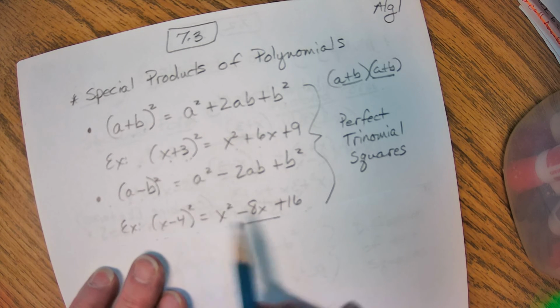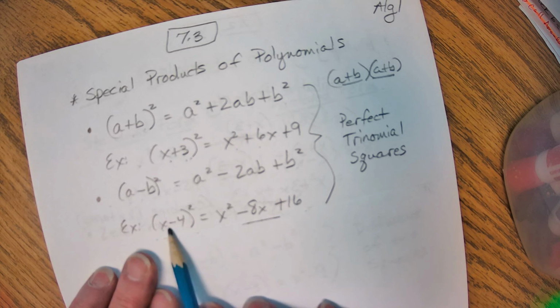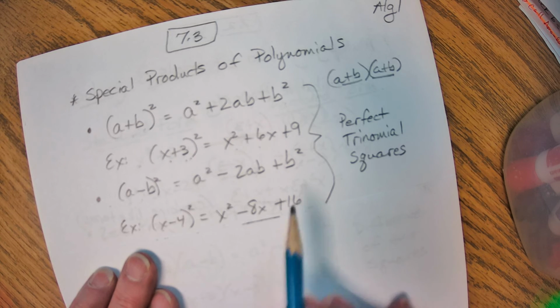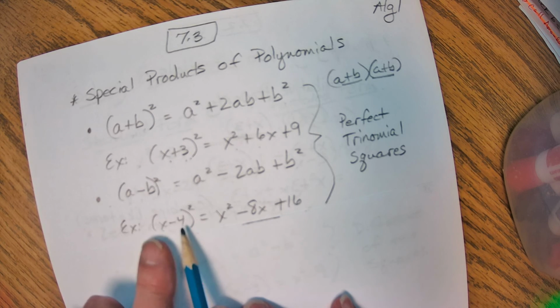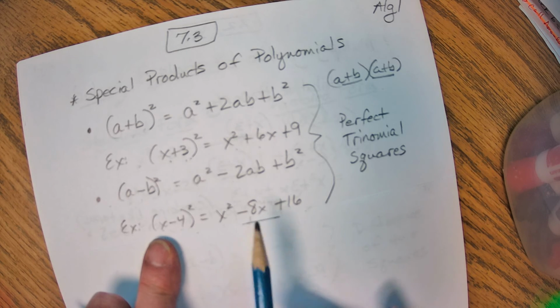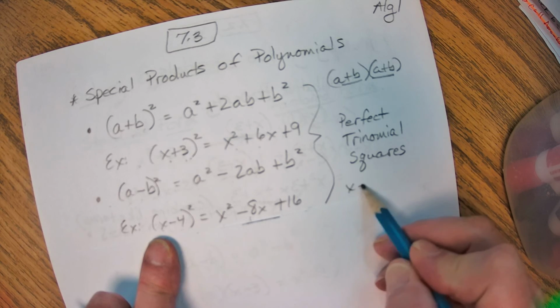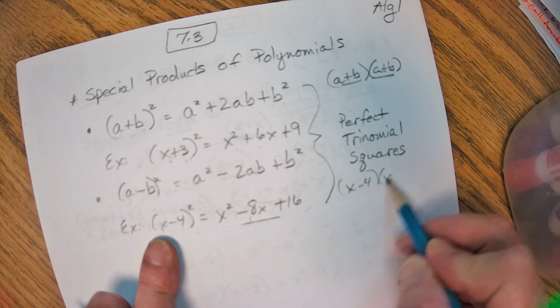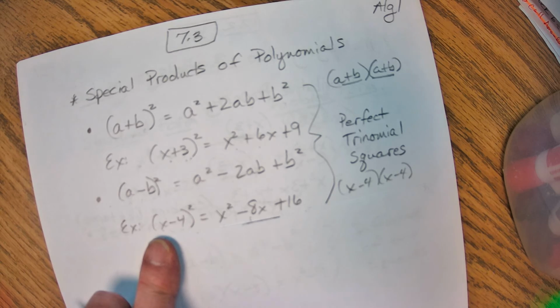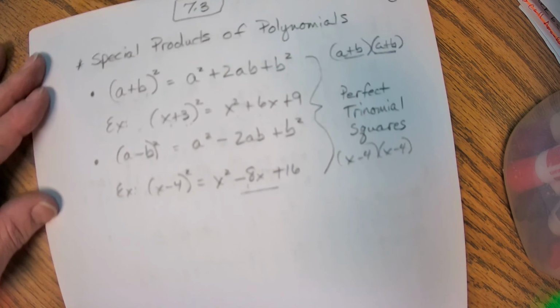So square the first term is x squared. Square this last term is positive 16. To get the middle term, you multiply these two together, which is negative 4x, and then you double it, which is negative 8x. Again, you could write this out and FOIL that, and you'd get the same answer. But if you know some of these tricks, sometimes it's a little faster.